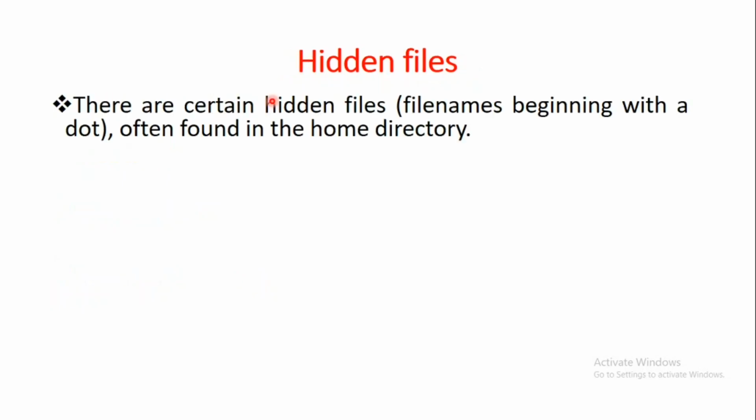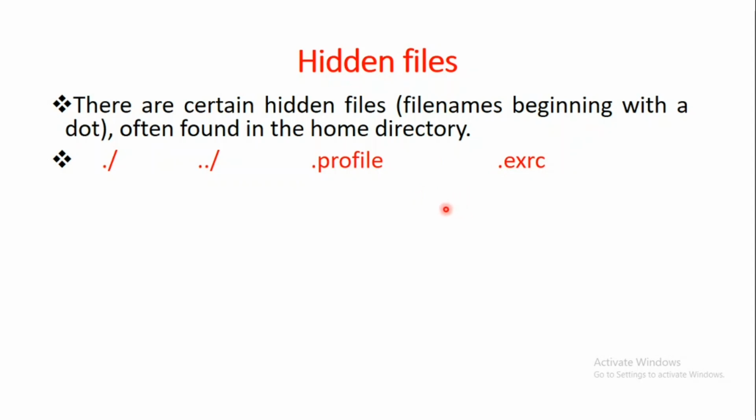Hidden files. There are certain files present in the system which are normally hidden, and the names of these hidden files start with a dot. Often they are found in the home directory, and these are some examples of hidden files. A single dot is a hidden directory, and double dot is also a hidden directory, special directories which we will be looking at very soon. And .profile is an example of a hidden file, and .exrc is also an example of a hidden file. Whenever I use the ls command, normally these hidden files will not be displayed.